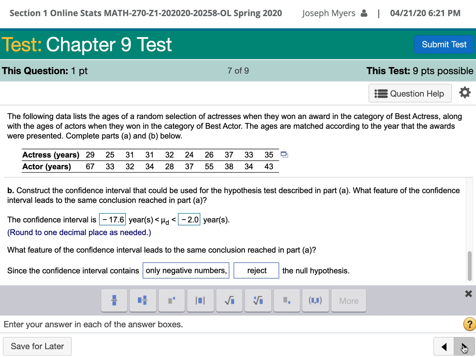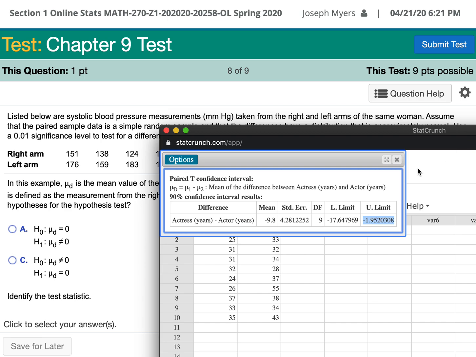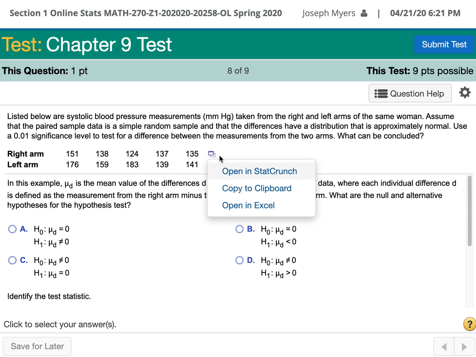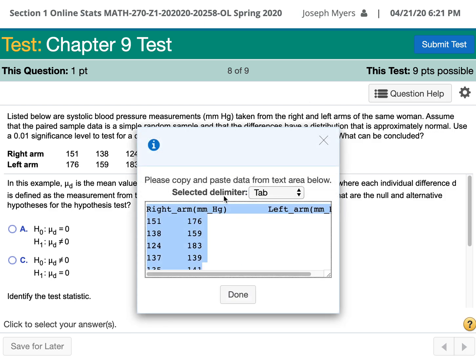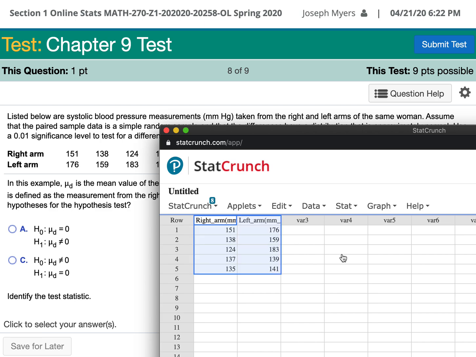All right, question 8. So let's delete the old data again. And let's copy the new data. Copy to clipboard. Command C or Control C. Click Done. Then click on the variable name and Command V or Control V. There you go.